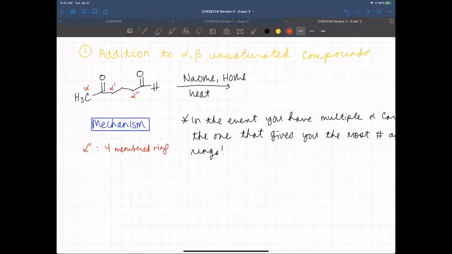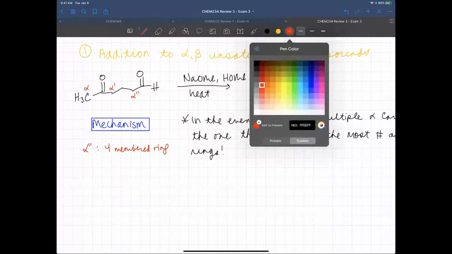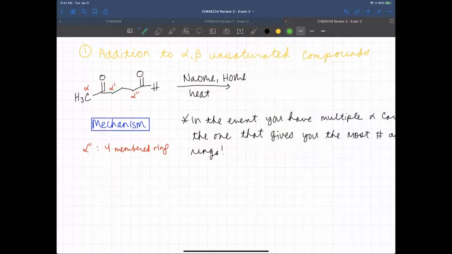Okay, what about alpha prime? The first one. Right here. If I deprotonate here, then what's going to happen is I get 1, 3, also a 4-membered ring. So is it good? There's quite a lot of green, right?